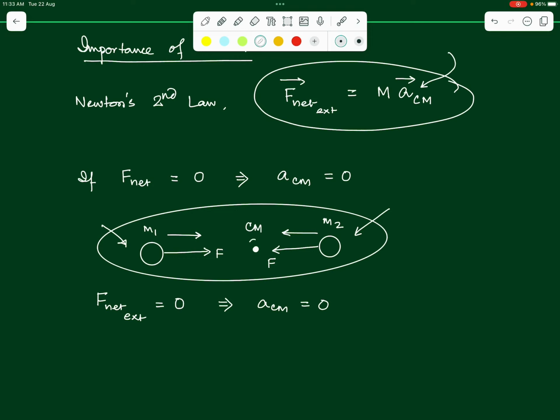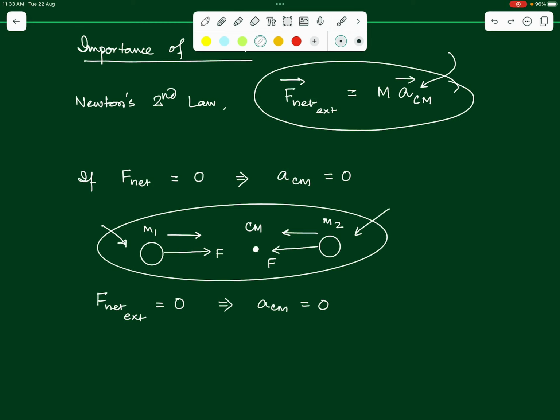That means initially their center of mass was also at rest. So it will remain at rest at its own position. The two masses might move towards each other, right? So both of them will travel some distances, but the center of mass will not move. It will stay in its position, right? We can check this mathematically also.